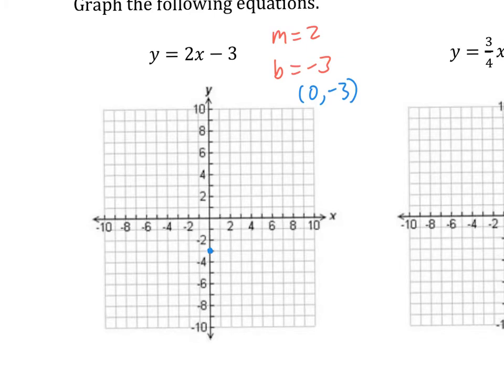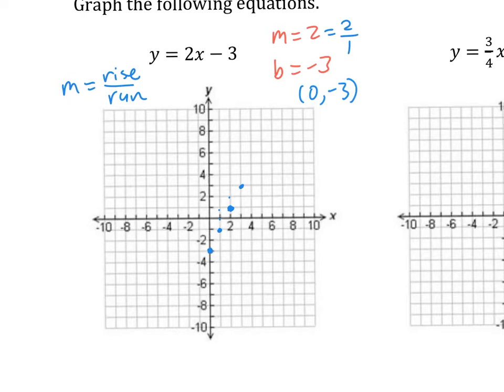And if we remember back to m, our slope is equal to our rise over our run. Okay, well in this case we just have 2, which we can say is equal to 2 over 1. So for every 2 spots we go up, we're going to have to go over 1. So we can start at -3 and we'll go up 2 over 1. Up 2 over 1.